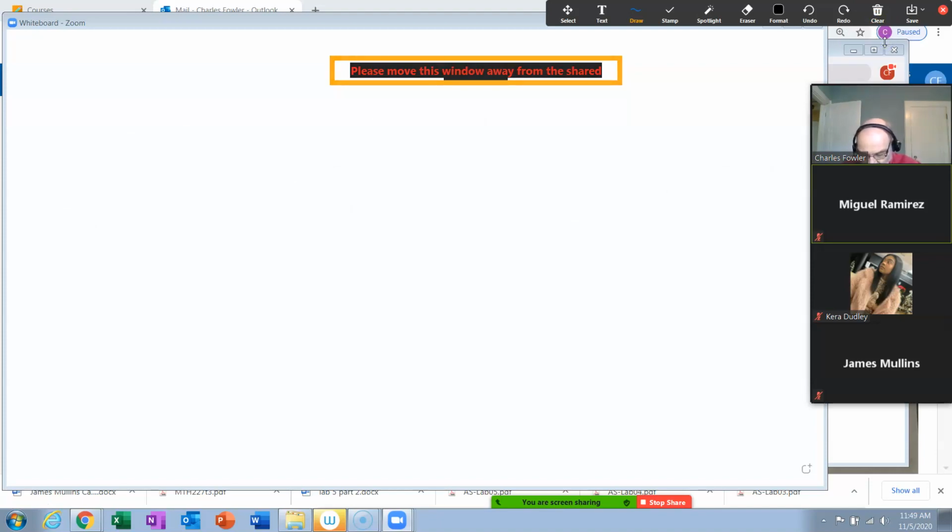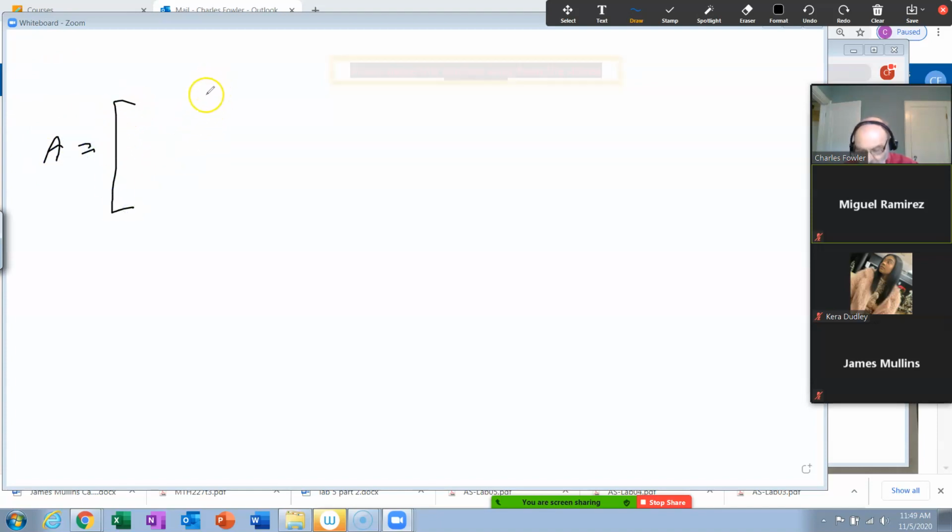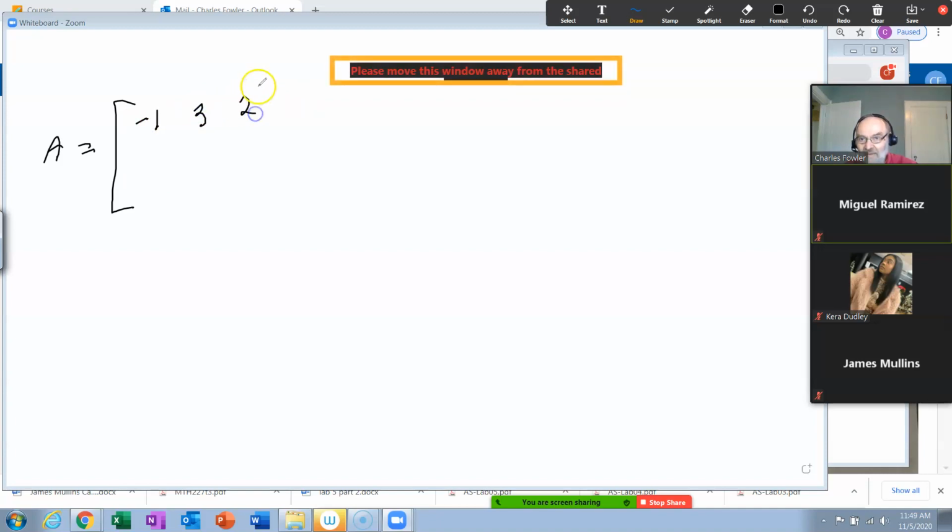Find the adjoint of this matrix A. Here's matrix A. And this is a 3 by 3 matrix. -1, 3, 1, 2. I'm sorry, I can't read. 0, -2, 1. And 1, 0, -2. Okay, that's the matrix A.